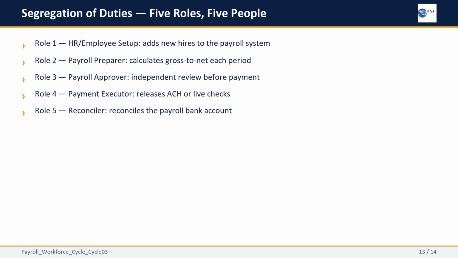The highest risk scenario is one person who can add an employee, run payroll, and authorize payment with no second reviewer. That combination enables ghost employee fraud directly. Where small teams make full separation impossible, management must review and document every payroll run as the compensating control.